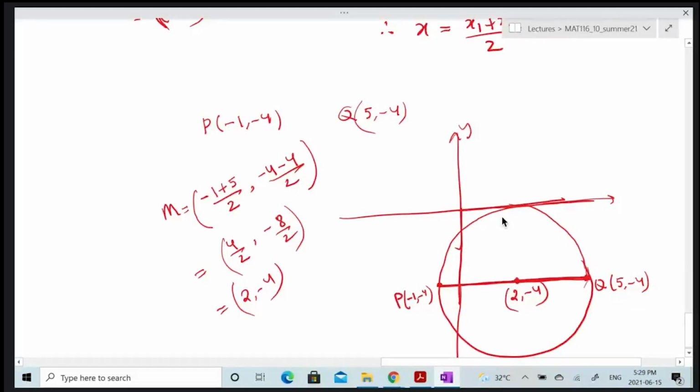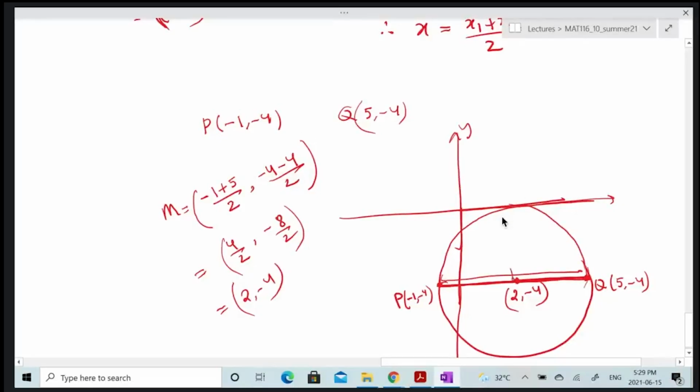If I ask you what the radius of this circle should be, can you tell me how you can find it? The distance of PQ, and we divide it by 2. Exactly. You find the distance of PQ, and then divide that by 2, because we know that the radius is half of the diameter. Radius is half of the diameter.